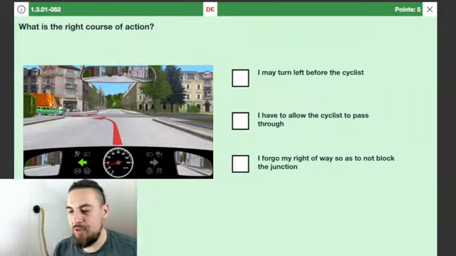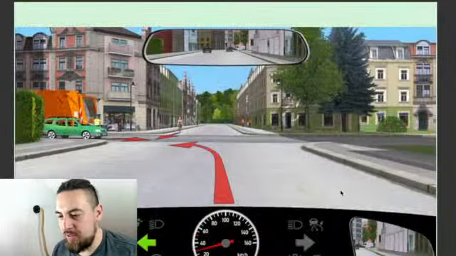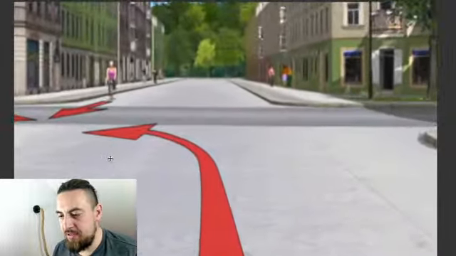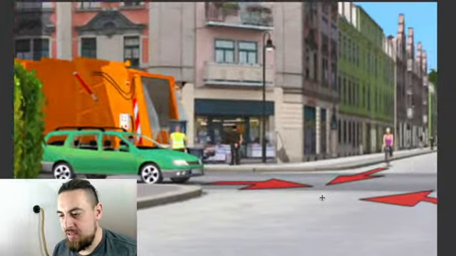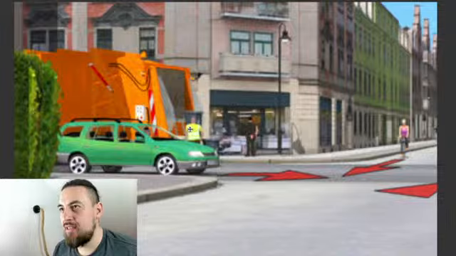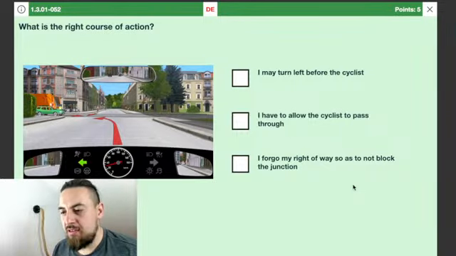You're the first one. Okay, what is the right course of action? Let's open it. Check carefully. I will make it a little bit bigger for you. This is the scene. We can see a truck and a guy in front of it. It looks like the waste managers. And there's a bicycle. What is the right course of action?